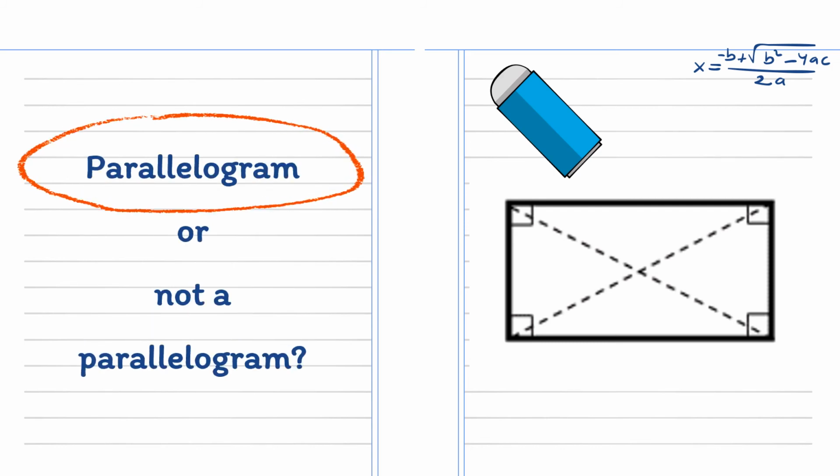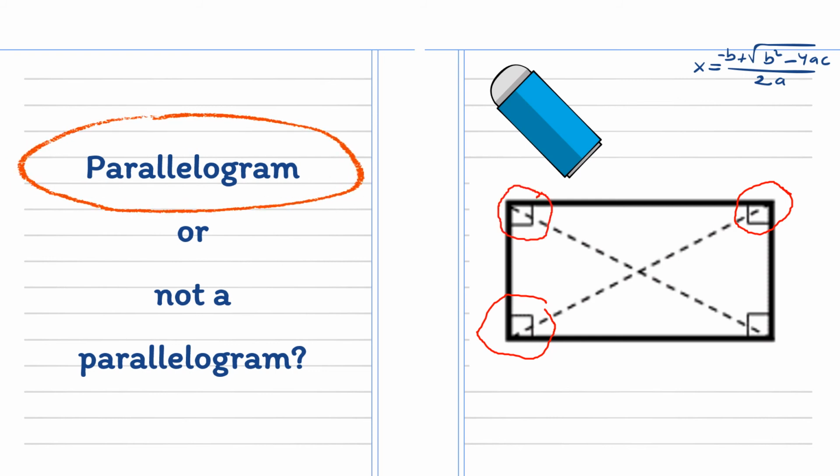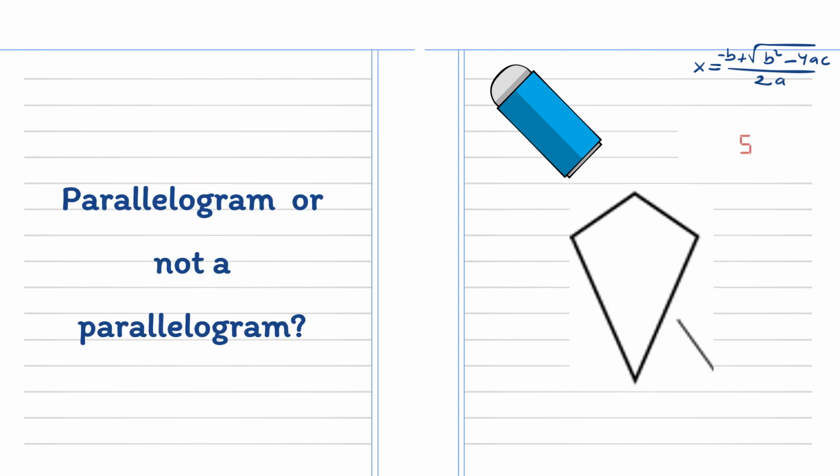This example is also a parallelogram because both pairs of opposite angles are congruent. So this angle is 90, this angle is 90, as well as the other angles. So this is 90 and this is 90. Next one. Is this a parallelogram or not?